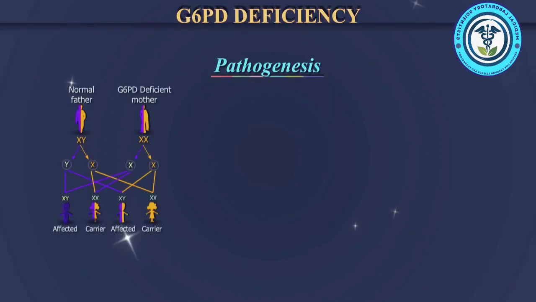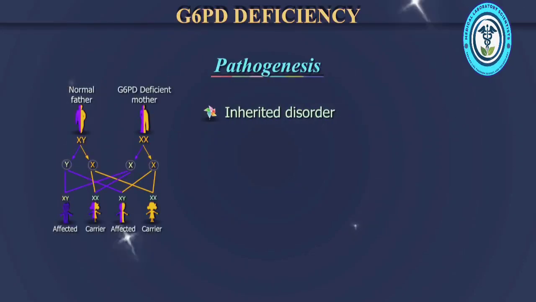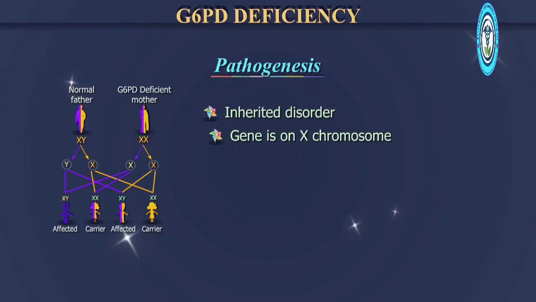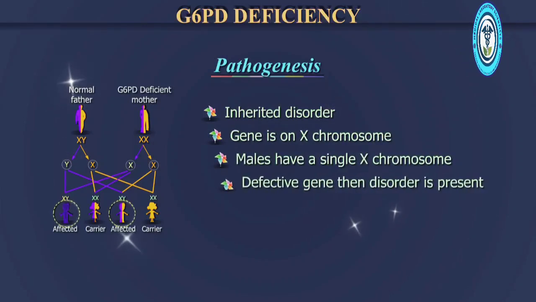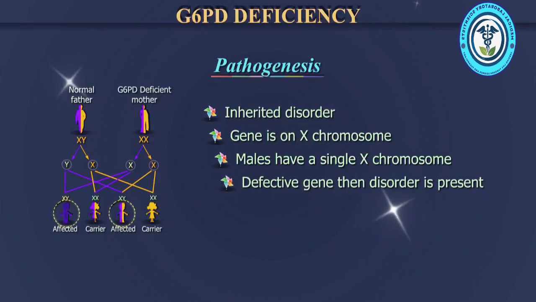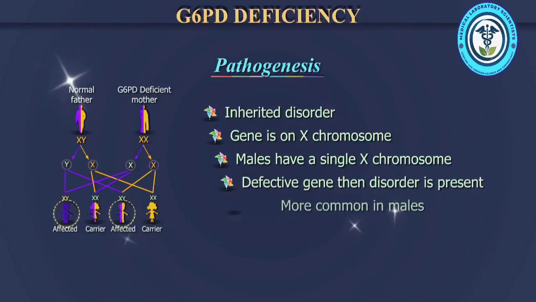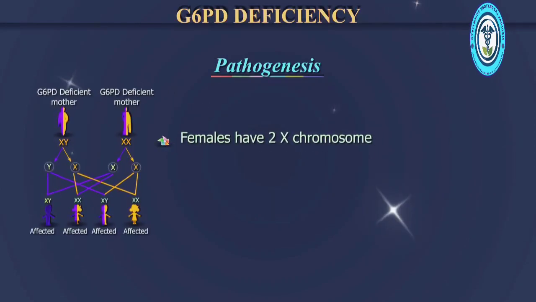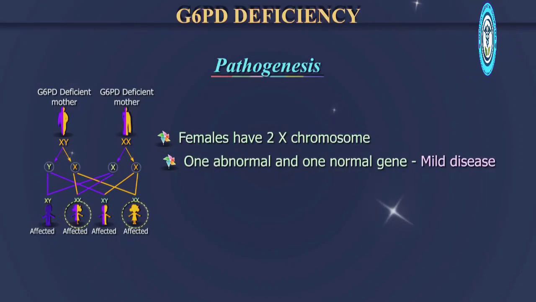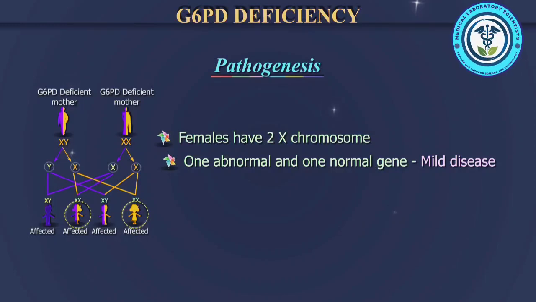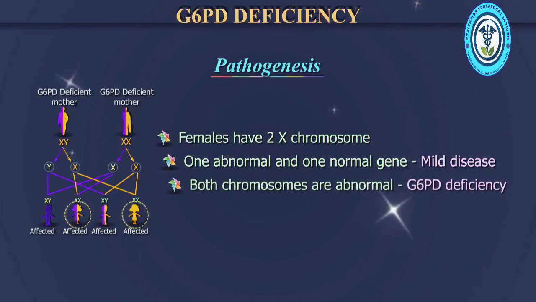It is most commonly found in persons of African, Asian, Mediterranean, or Middle Eastern descent. Pathogenesis. G6PD deficiency is an inherited disorder, the gene for which is on the X chromosome. Since males have a single X chromosome, if it is defective, the disorder is present. Therefore, G6PD deficiency is more common in males. Females have two X chromosomes. If one abnormal and one normal gene is present, she will have a mild disease. If both the X chromosomes are abnormal, she will have G6PD deficiency.